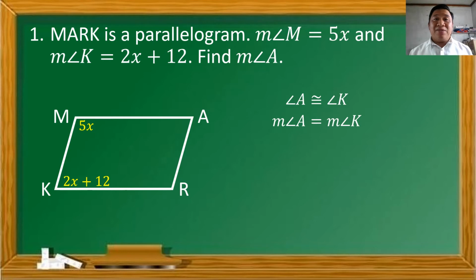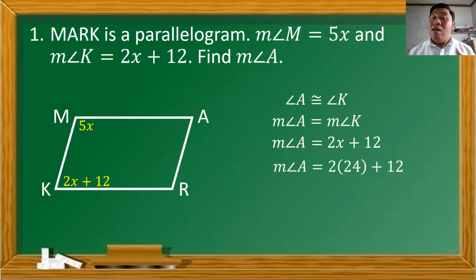Alright, since we are now talking about their measures, pwede na tayong mag-substitute. Okay, so since ang hinahanap natin ay si measure of angle A, retain lang siya dyan. Now, ang pwede natin palitan ay yung measure ni angle K. That would be, measure of angle A is equal to yung measure ni angle K, which is 2x plus 12. Alright? And from here, pwede na natin isubstitute yung value ng x, which is 24. So, papalitan na natin si x ng 24.